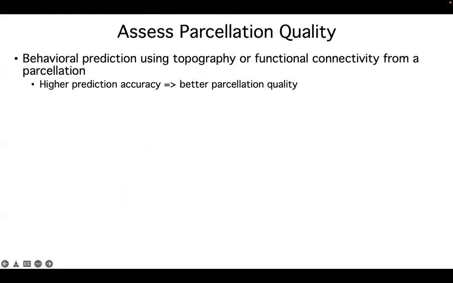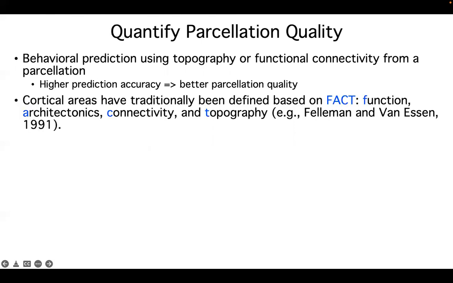We have seen that individual-specific topography and functional connectivity can be used for behavior prediction. We can assume that a higher parcellation quality will enable better prediction accuracy. Therefore, behavior prediction can be used as an indicator of parcellation quality. Recall that the cortical areas have traditionally been defined based on function, architectonics, connectivity, and topography. We can also use these criteria to assess parcellation quality.